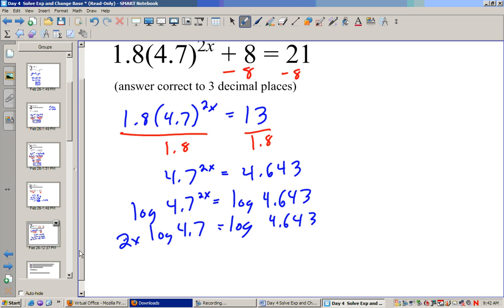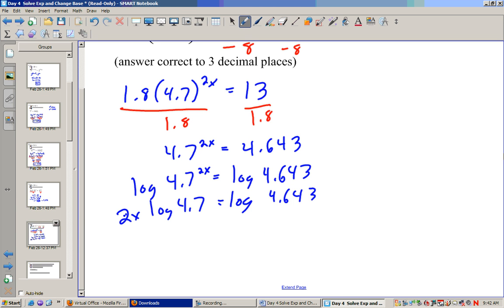Now let's find the value of x. Last time I divided by the log of 4.7, but really I can divide by everything that I want to get rid of: 2 log of 4.7. And that'll get rid of the 2 and the log of 4.7, and it saves me an extra thing to do. So now when I divide this out, my x value is equal to divided by 2 times log of 4.7.